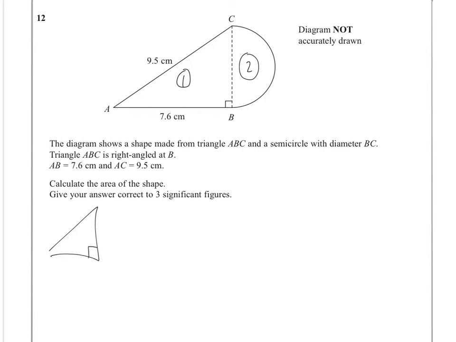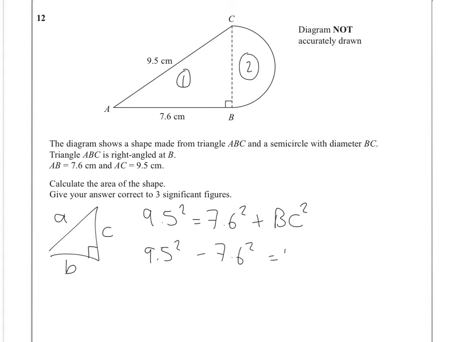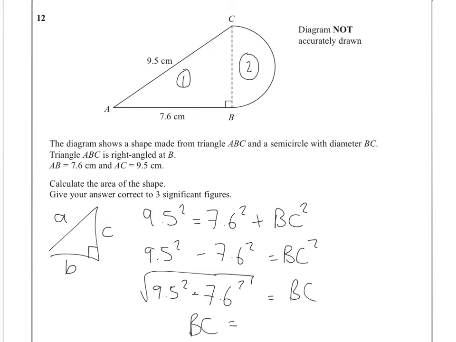Pythagoras' theorem tells me that in a right-angled triangle, a squared, being the hypotenuse, equals b squared plus c squared. So 9.5 squared equals 7.6 squared plus BC squared. Therefore, 9.5 squared minus 7.6 squared equals BC squared. To get rid of the plus 7.6 squared, I need to minus it from both sides. Hence, square root of 9.5 squared minus 7.6 squared equals BC.